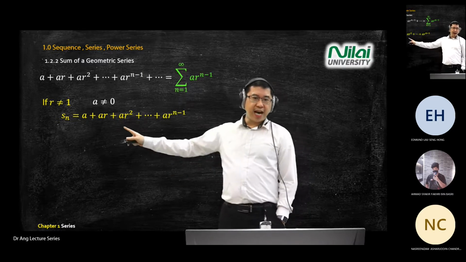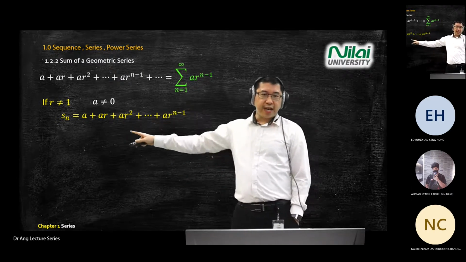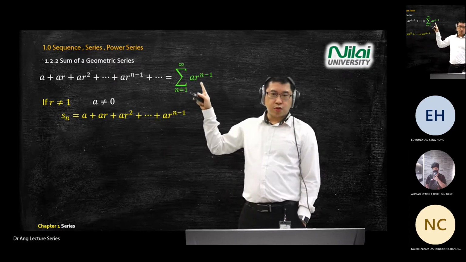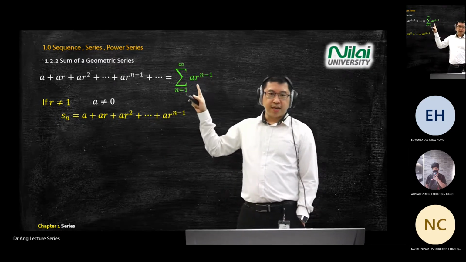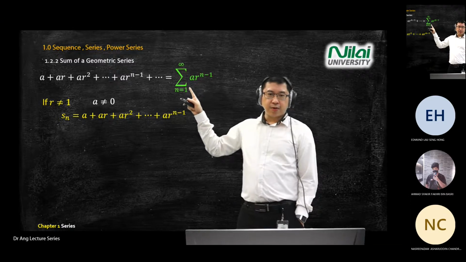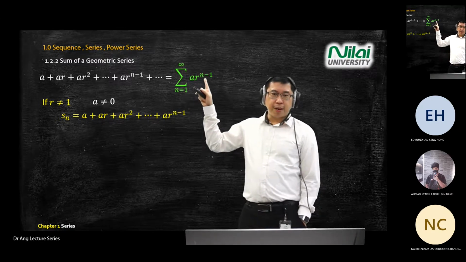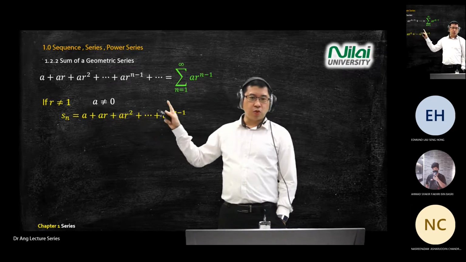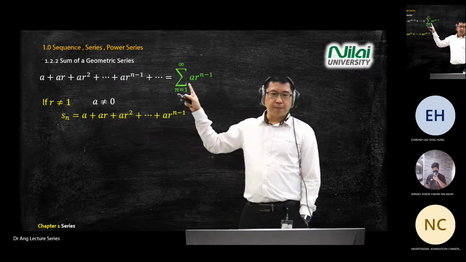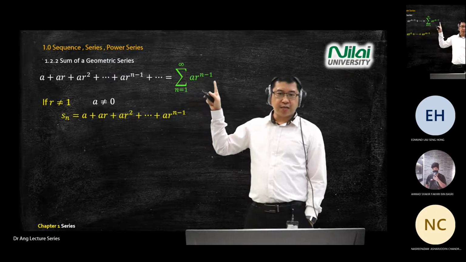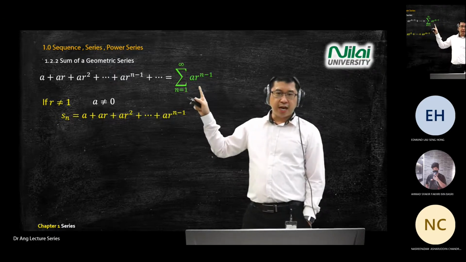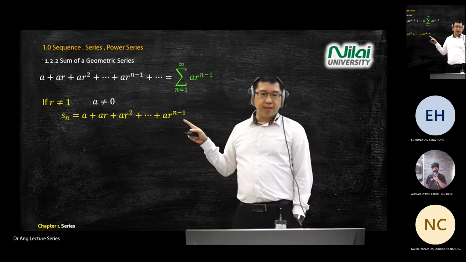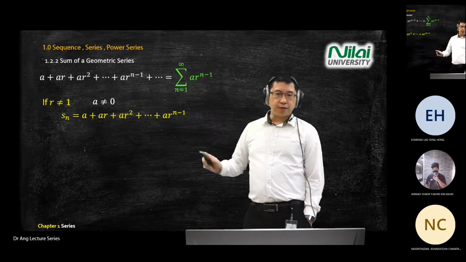How do you get AR? AR is the second number, and your n is 2, so 2 minus 1 is 1, R power 1, you get AR. The third number, AR power 2, how do you get AR power 2? You replace your n with 3, 3 minus 1 equals 2, so AR power 2, that's why you can get this one, and so on. So the last number will always follow the equation.